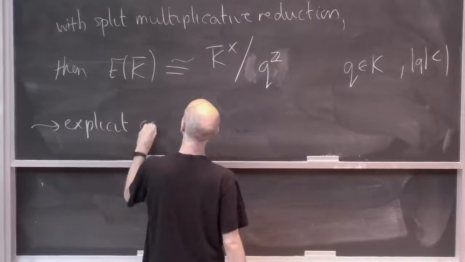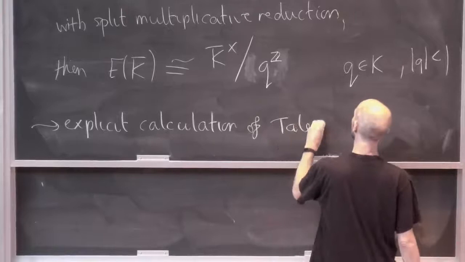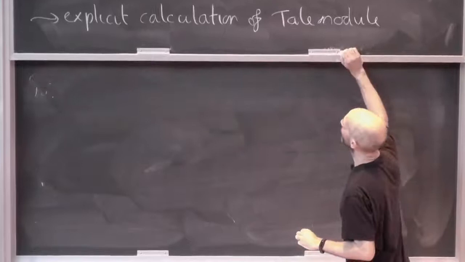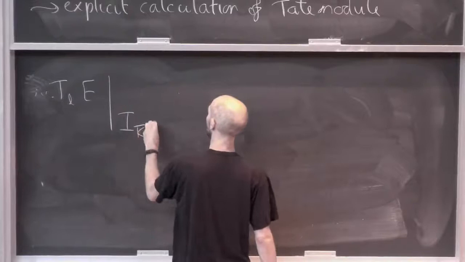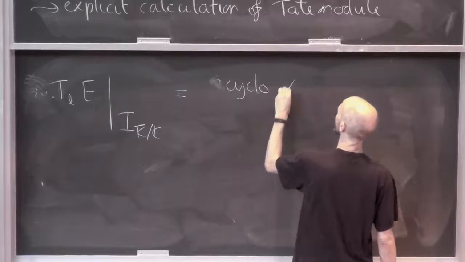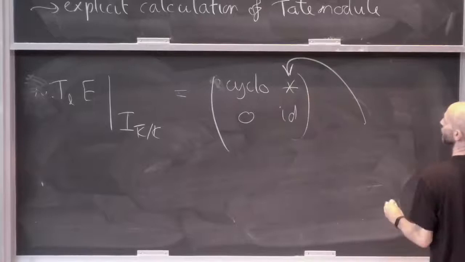Of the Tate module, and somehow what you learn, and what you'll see is that this L-adic Tate module of E, if I restrict it to an inertia group, looks like kind of the cyclotomic character, something, zero, the identity. Well, this really can be non-trivial.